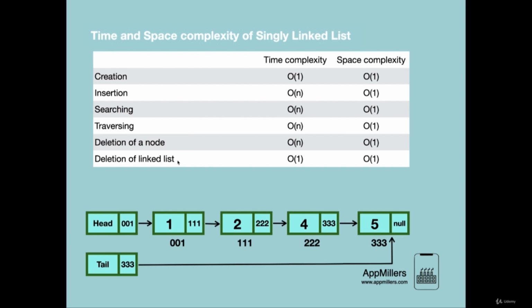So finally, deletion of the linked list takes constant time because we just need to delete references from head and tail, and the rest of the elements will be deleted automatically by the garbage collector. The space complexity over here is O(1) because we might use only temporary variables.